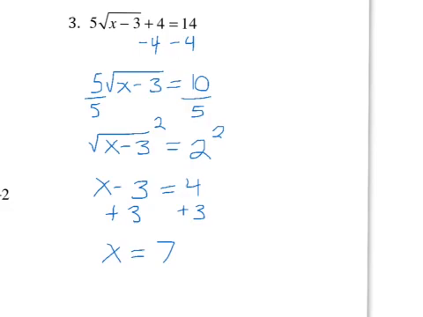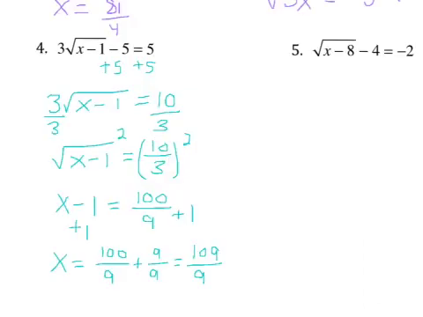Check to see if you got number 3 correct. Number 4 is a little bit tricky because we end up with the fraction 100 over 9 and we need to add 1 to it. So just make sure that you get common denominators and you change 1 to 9 over 9 before you add it to 100 over 9.